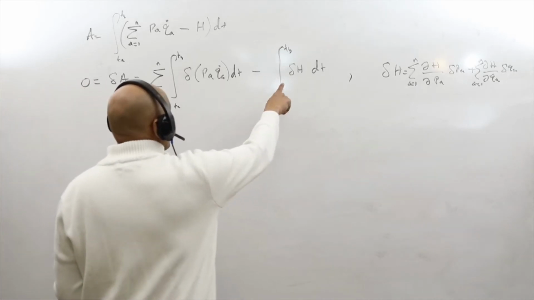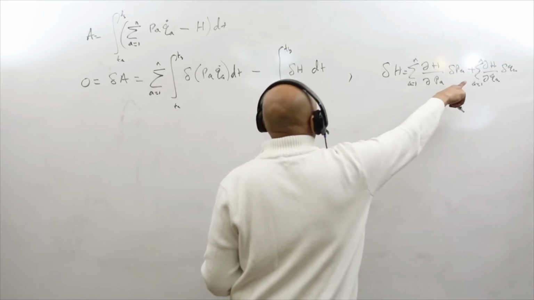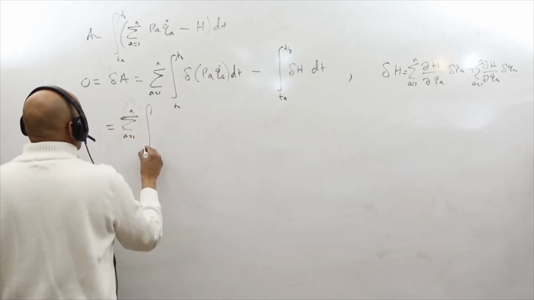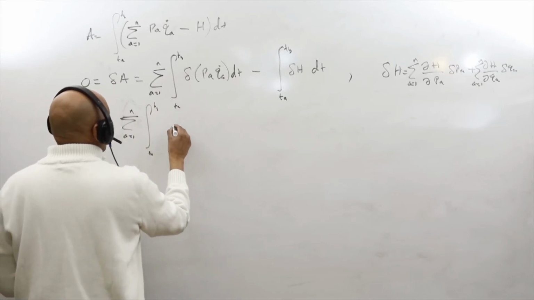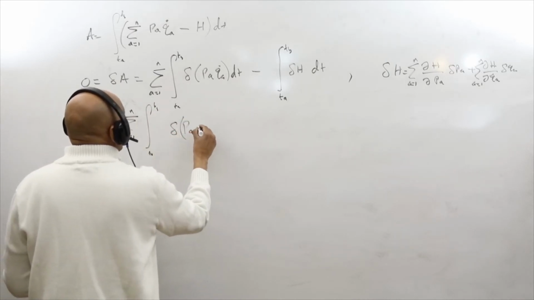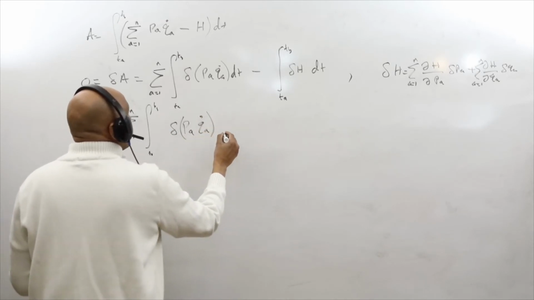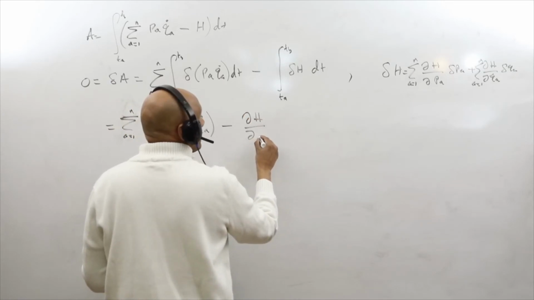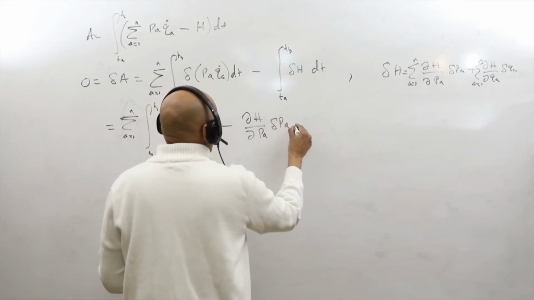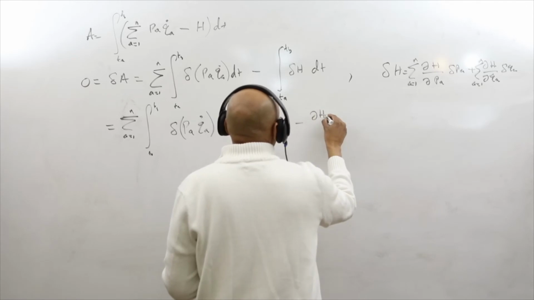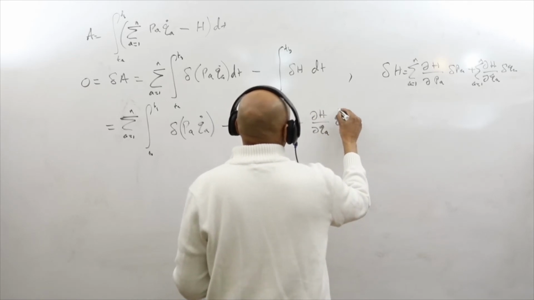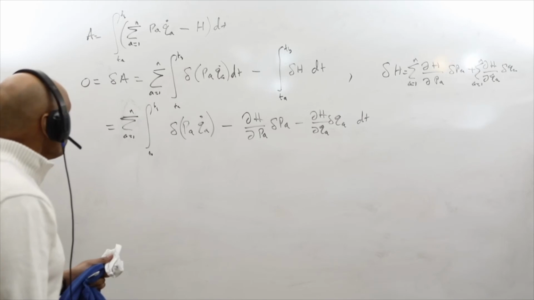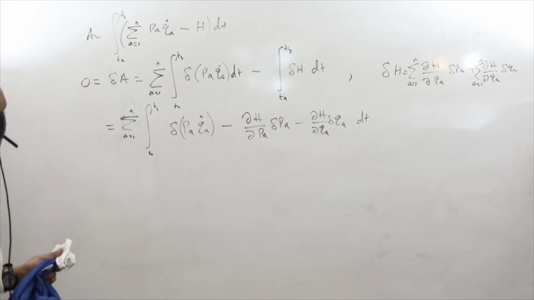Okay, so we can substitute this into here, and notice the summation from 1 to n and the 1 to n, so I can pull out the whole thing and we're left with the sum from 1 to n of an integral taken from TA to TB of the variation of PA QA dot minus the partial of h with respect to PA minus partial of h with respect to QA and dt. Okay, so I pulled out a is equal to 1 to n.